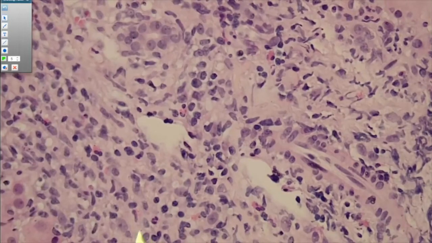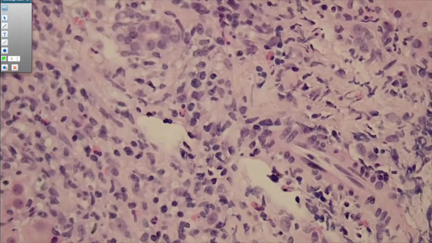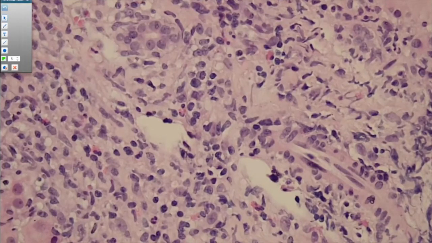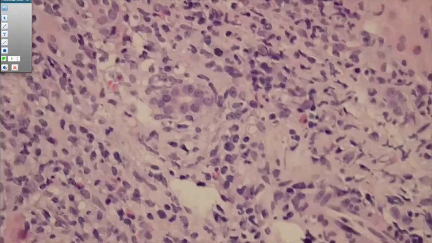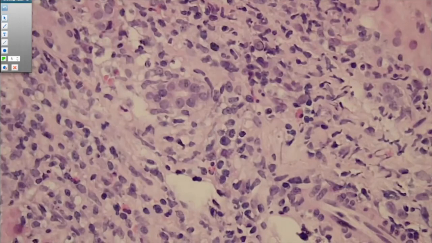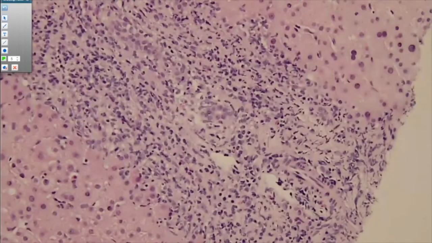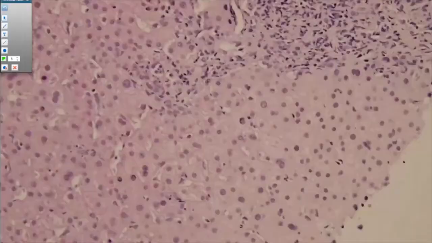When rejection is mild, you can see only lymphocytes. However, when rejection becomes moderate, you start to see eosinophils, neutrophils, and even blasts. So here is bile duct injury. This is a typical example of moderate acute cellular rejection.